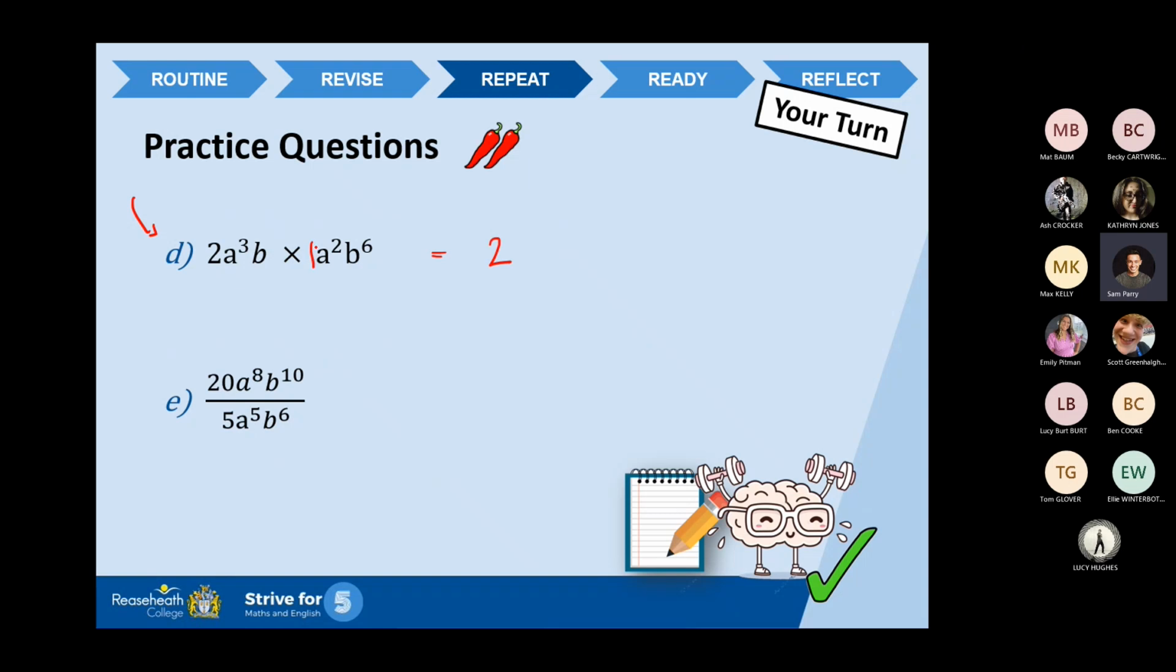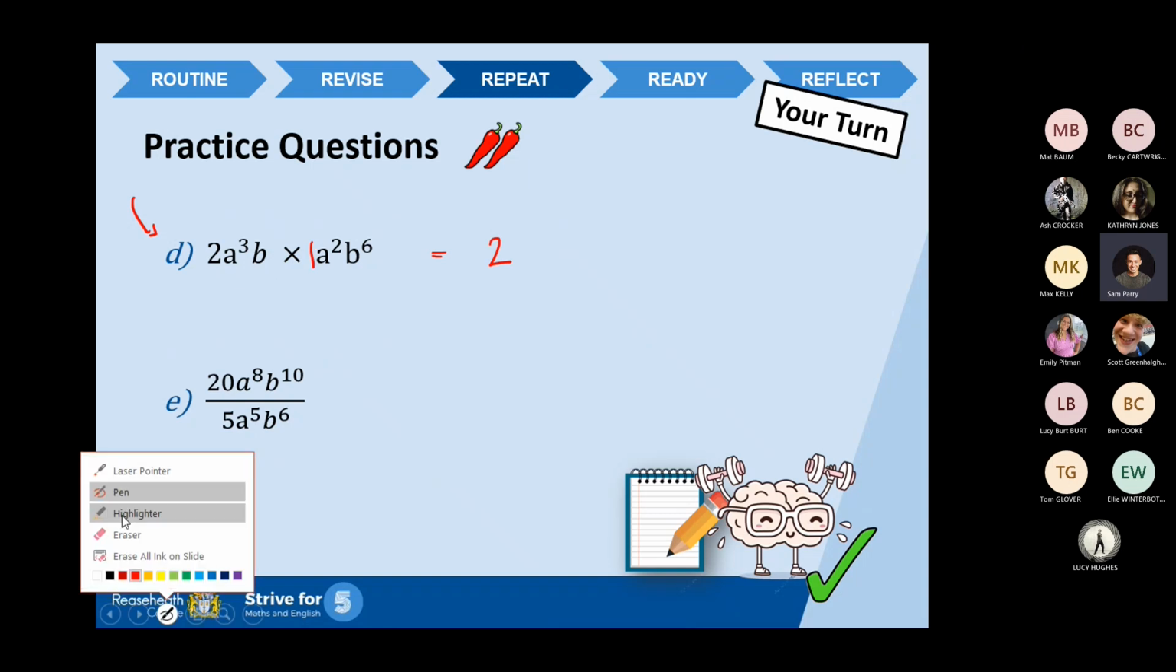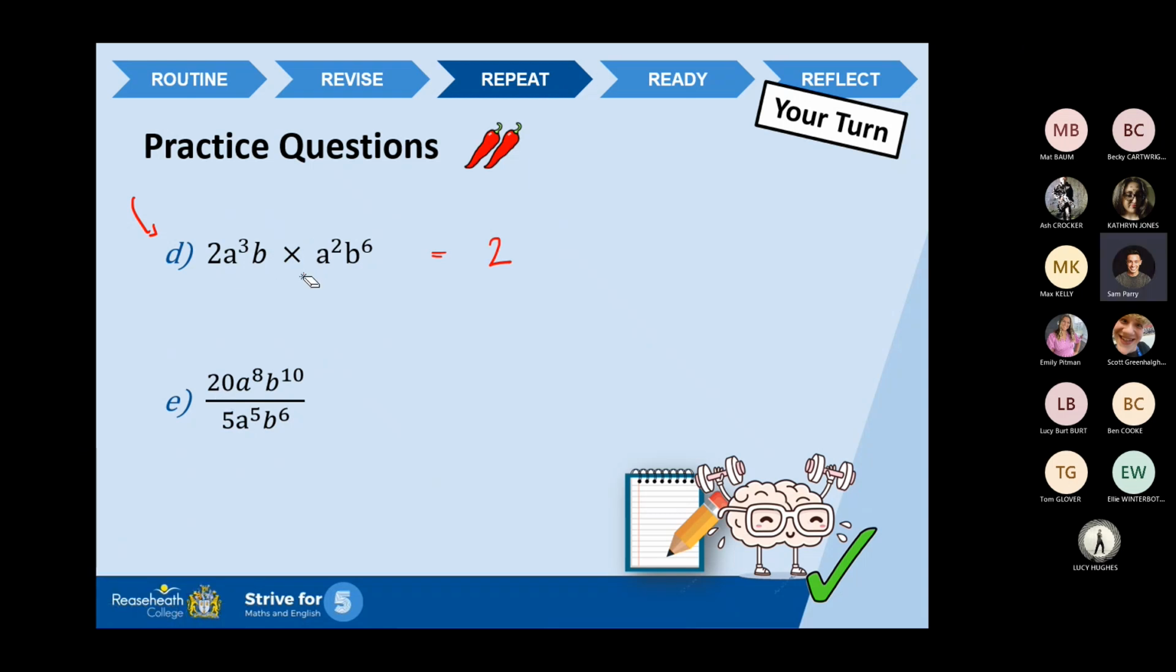Okay, so that technically means 2 times 1 is going to stay the same, isn't it? So it's going to stay as 2. Now we can look at the indices. a to the power of 3 times a to the power of 2. Well, that's addition, so it's going to be a to the power of 5.